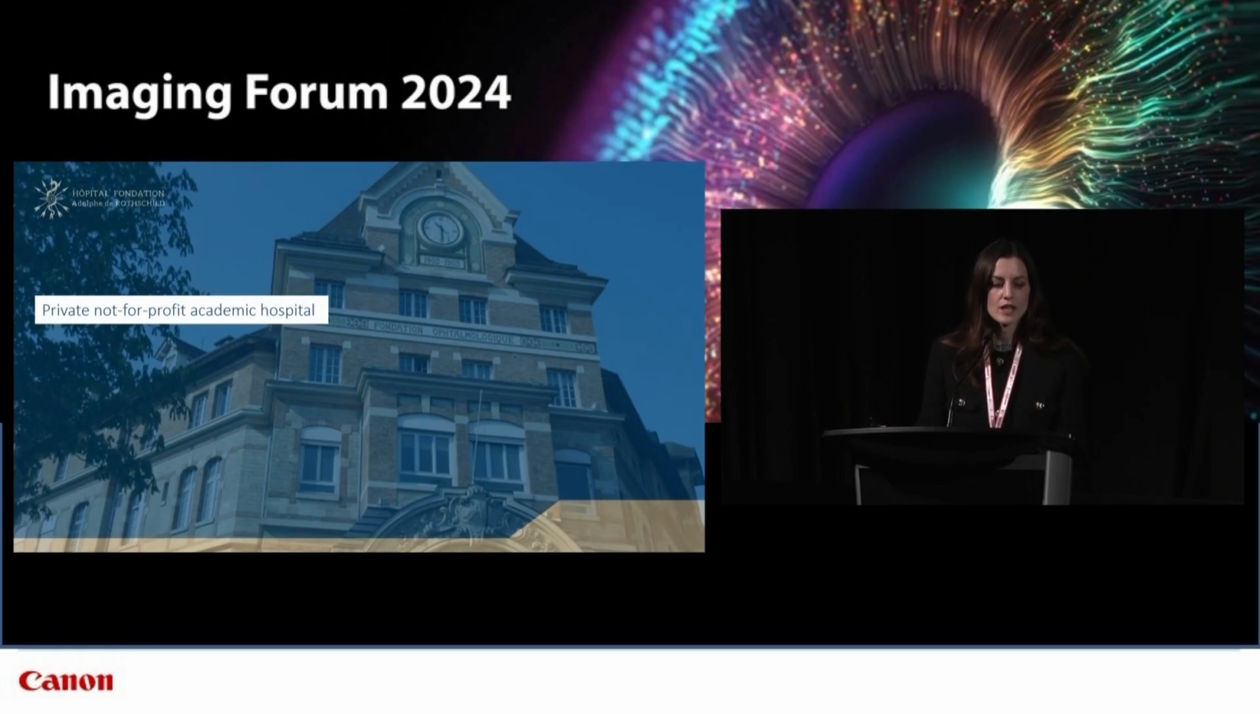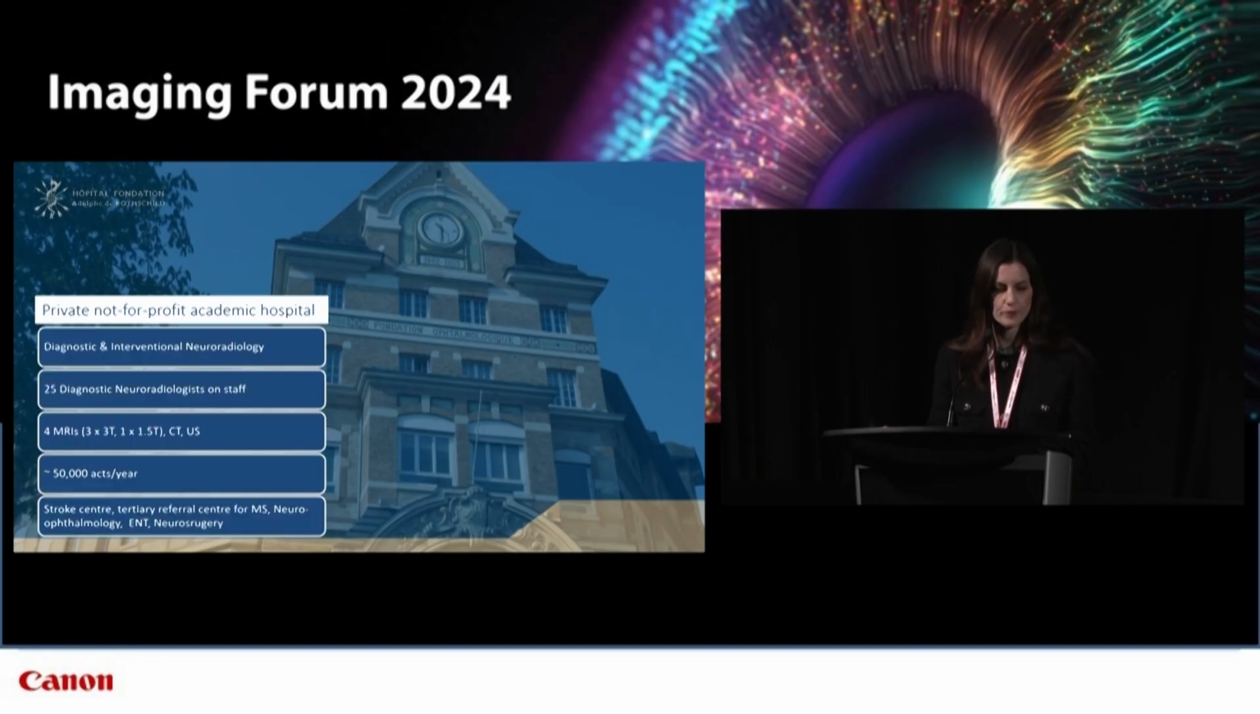At Rothschild, while the site isn't that big, we have quite the output with about 50,000 exams per year spread over our 4 MRs and our CT. We're a stroke centre with separate neurodiagnostic and neurointerventional departments. And we're also a tertiary referral centre for MS, neuro-ophthalmology, ENT and neurosurgery.